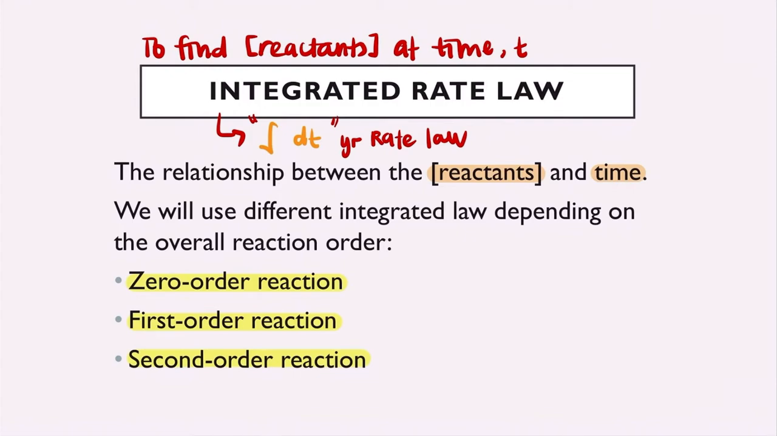So we have zero order, first order and second order. So from there we can relate our concentration of reactants with time. So if you need to find concentration of reactants at time t, let's say time is 30 seconds ke 10 seconds ke, then you can use your IRL.